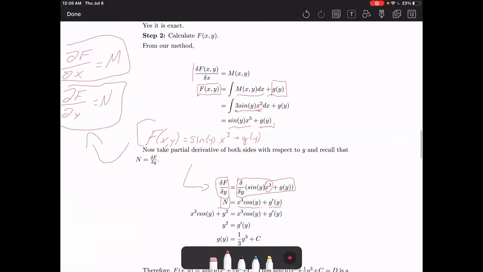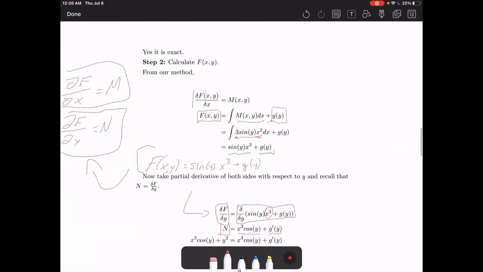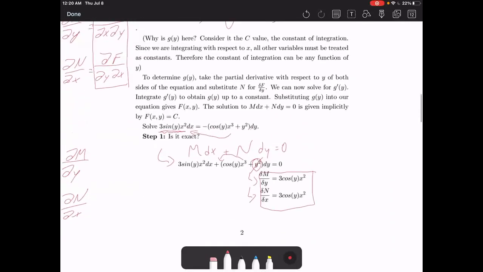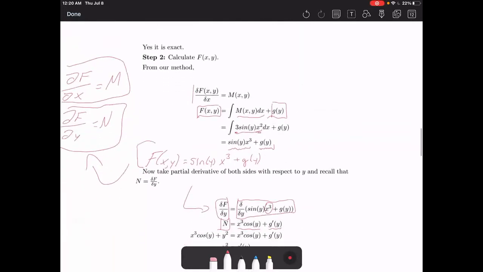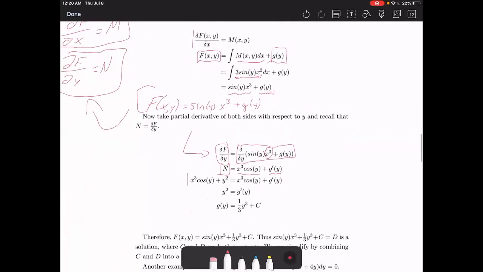Now, we're going to do a substitution because we actually know what n is equal to. We're going to have to scroll up a little bit, but we see that n is equal to, let me erase some of this so it's more clear, cos y x cubed plus y squared. So that's why we plug in cos y x cubed plus y squared on the left side where n is. And on the right side, we still have x cubed cos y plus g prime of y.